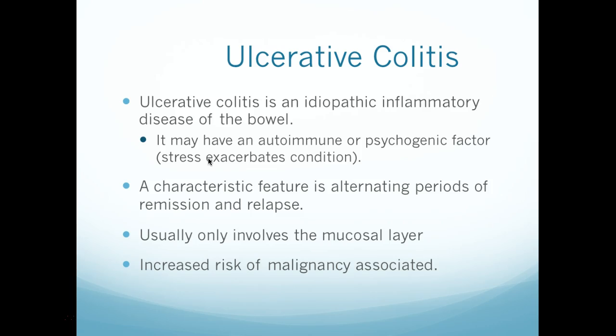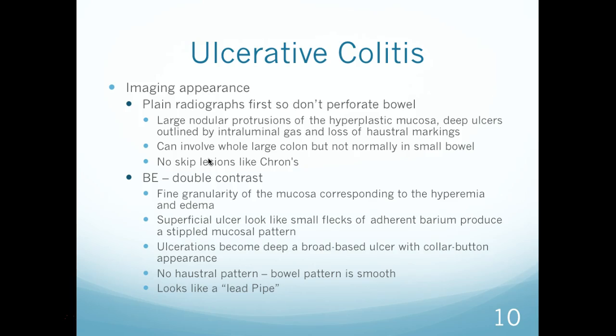Ulcerative colitis. It's an idiopathic inflammatory disease of the bowel. It may be autoimmune or psychogenic, as stress can really affect it and cause flare-ups. A characteristic feature is alternating periods of remission and relapse. So they'll be fine, then they have a relapse, and then they're fine, then have a relapse. A lot of people get their bowel resected because of this. It usually involves the mucosal layer, so an increased risk of malignancy is associated with this.